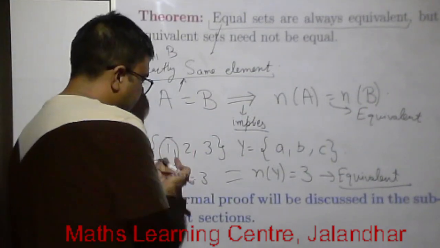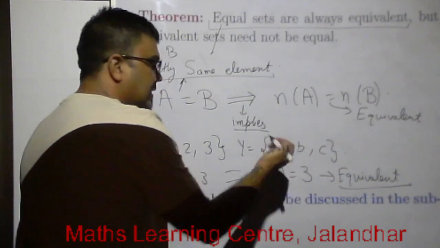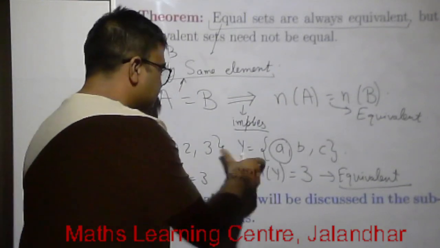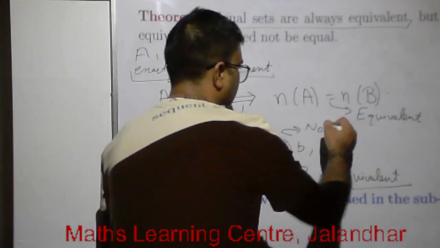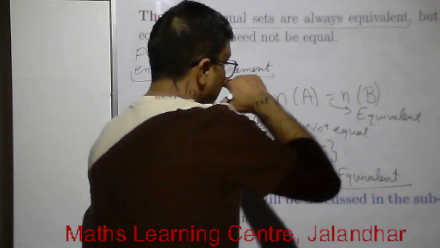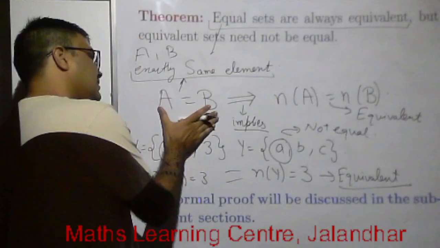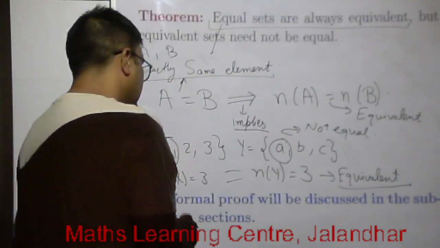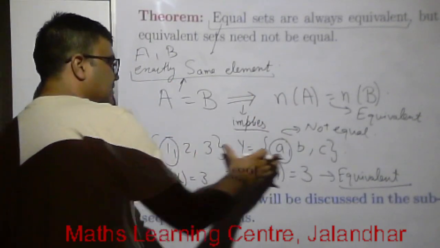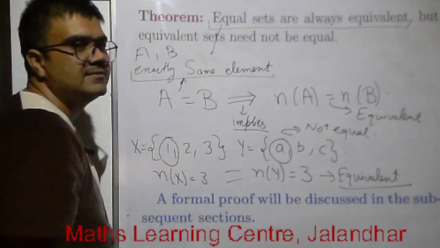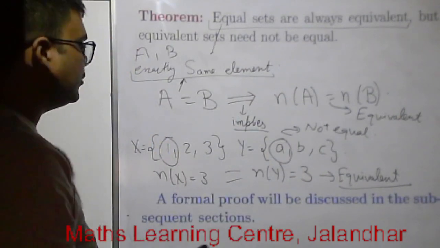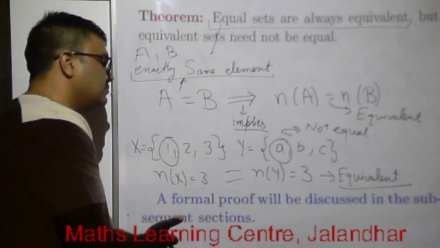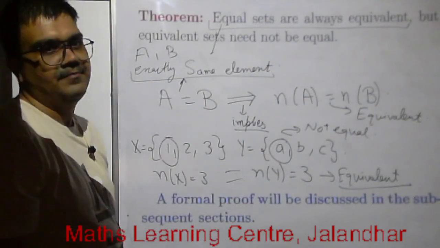Look at the elements: 1 over here, A over here. The elements are not the same. It means these two sets are not equal. What do we obtain? If the sets are equal, the number of elements will always be equal. But it is not necessary that if the number of elements are equal, then the sets are the same. A formal proof of equality or equivalence, or this theorem, we will look at in our next lectures.